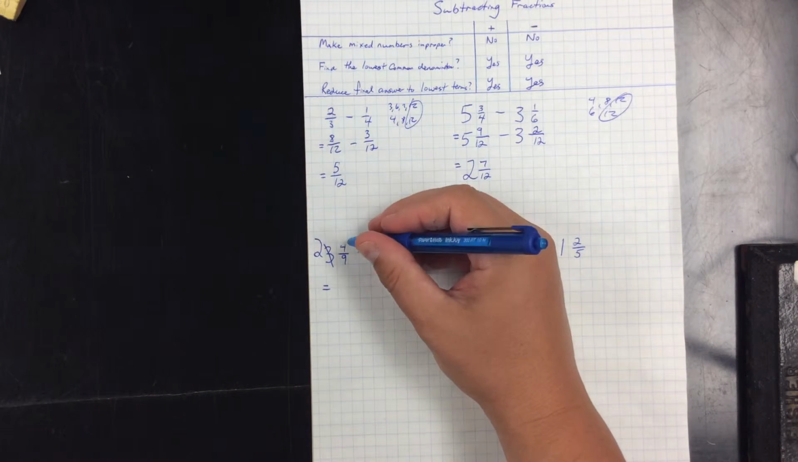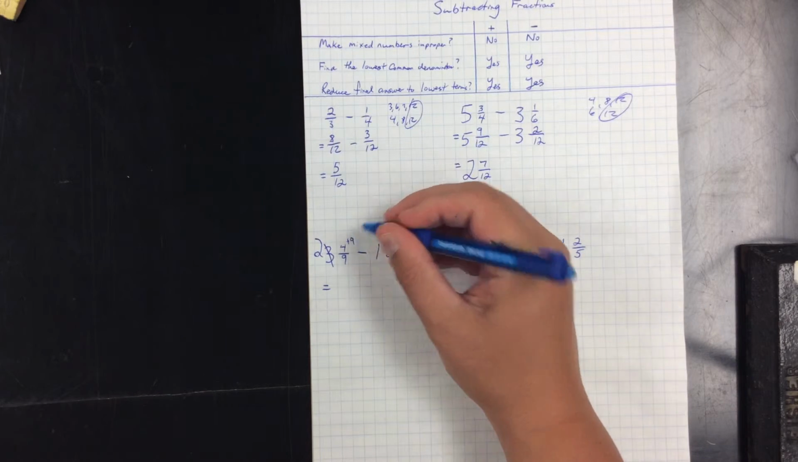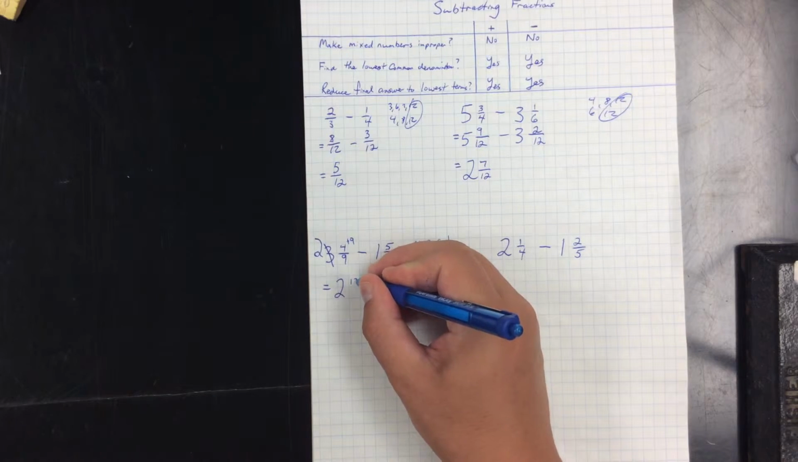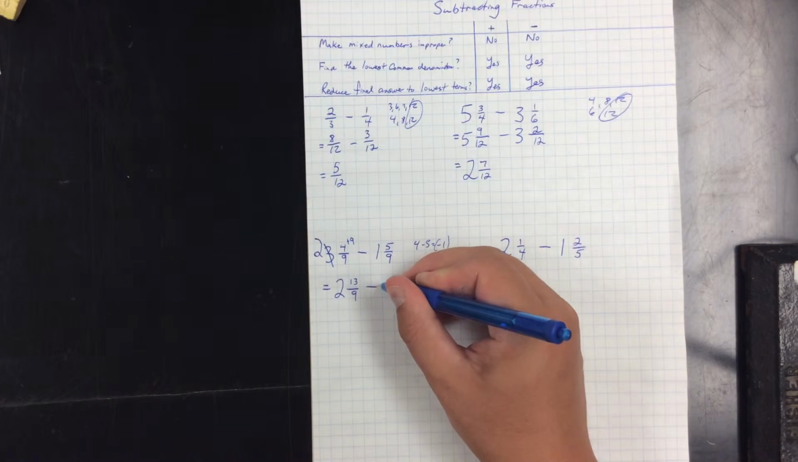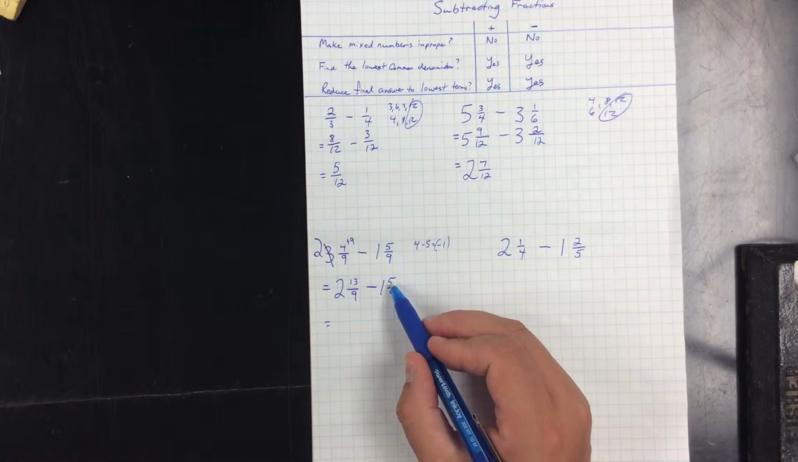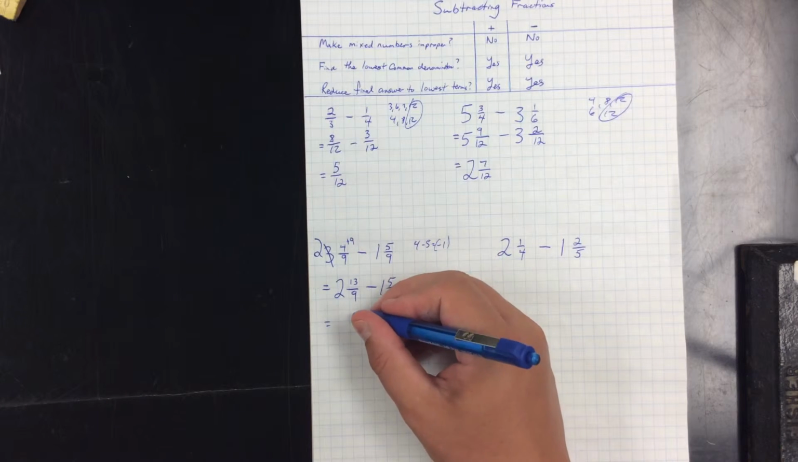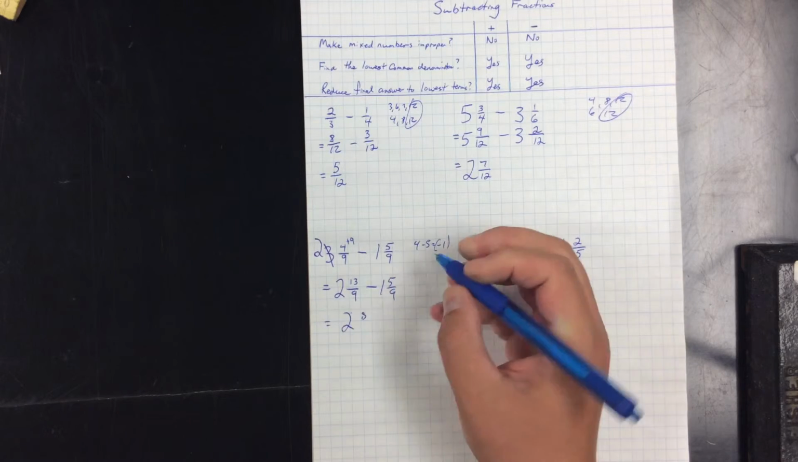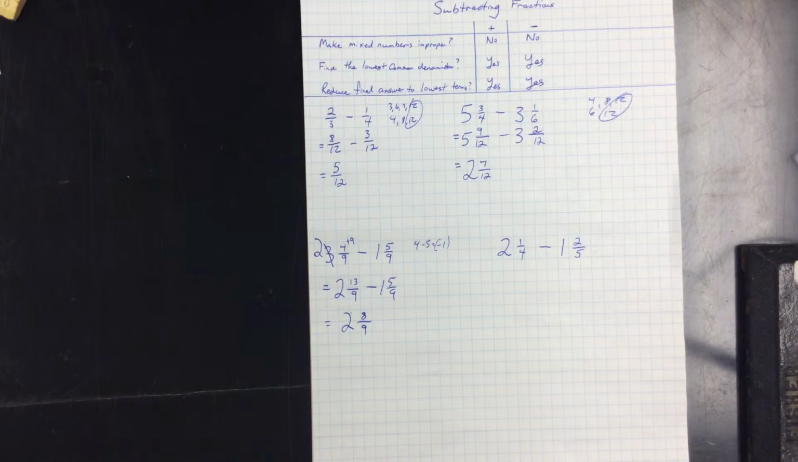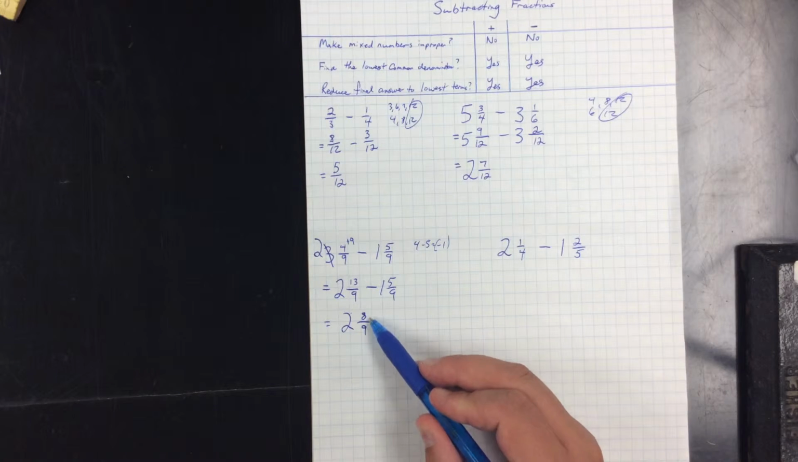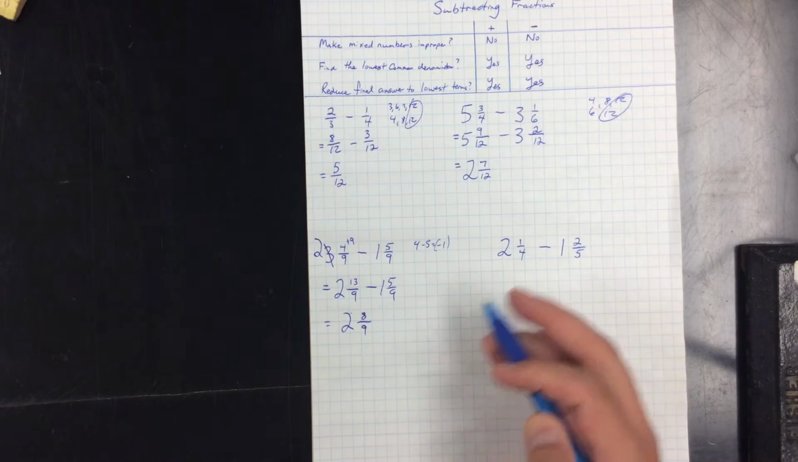So I'm going to borrow from the 3 and make that into a whole number of 2. And I'm going to add the denominator to the numerator, 4 plus 9. So I'm going to have 2, and 4 plus 9 is 13/9 minus 1 and 5/9. Now when I look at this, 13 minus 5, that gives me a positive number. 13 minus 5 is 8. So I'm going to have 2 and 8/9. These are in lowest terms. They're separated by 1. They're in sequence 8, 9, so I know they're in lowest terms.